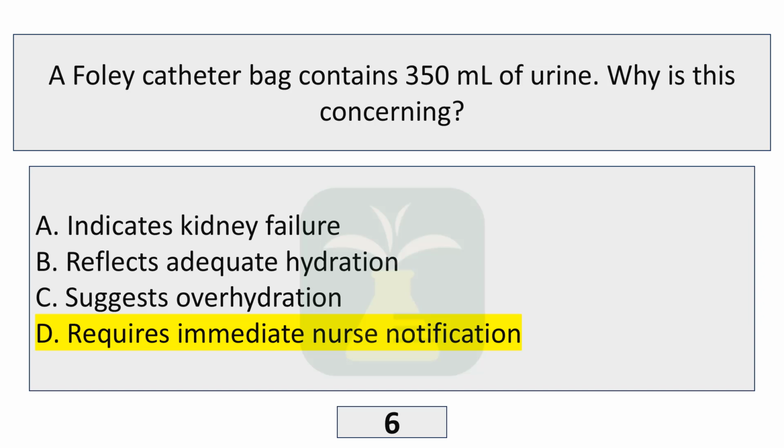Correct answer, D. Requires immediate nurse notification. Urine output should be greater than or equal to 30 milliliters per hour. 350 milliliters over 12 hours, almost equals 29 ml/hour, signals potential kidney dysfunction.